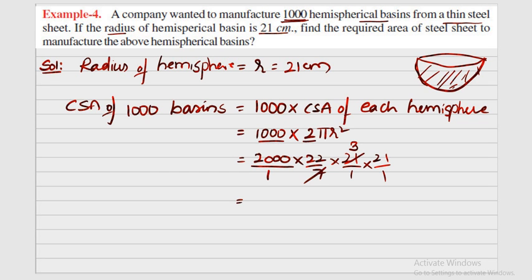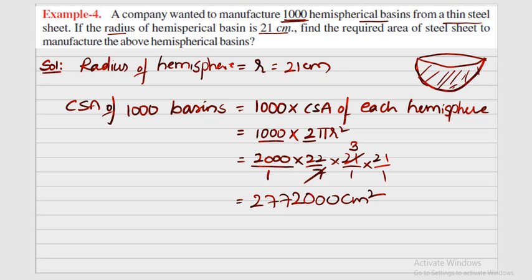If I multiply all these things, what am I going to get? 2772 into, so this 1000 gives me 000. So this is nothing but centimeter square.